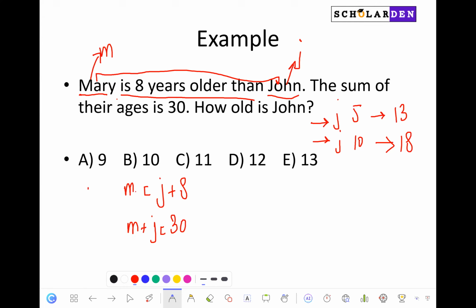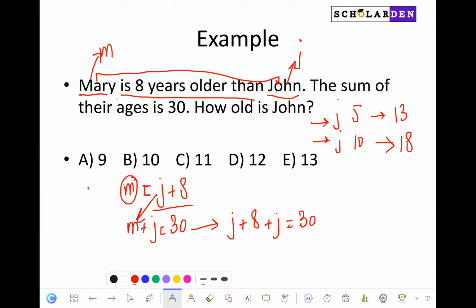Okay. And now what we can see is that this variable is already isolated on one side. So we don't see another variable on this side. And this variable M is already described in terms of everything else in the expression. So what we can do is plug this value of M over here. Okay. So this gives us J plus 8 plus J is equal to 30.